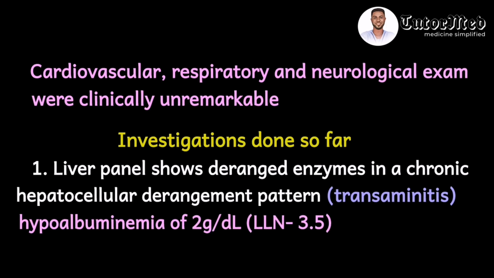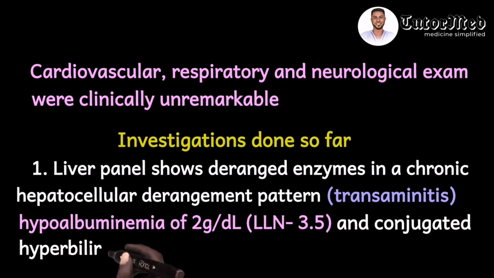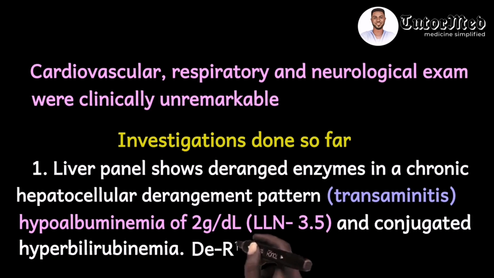The lower limit is 3.5 grams per deciliter. And there was conjugated hyperbilirubinemia. The De Ritis ratio was 1.2. And so here you realize that instead of seeing the enzymes with their values raw like that, we gave a diagnostic interpretation for the LFT. And please, if you are not familiar with the LFT interpretation, kindly look for our video on liver function test interpretation. We've made a concise lecture on that.